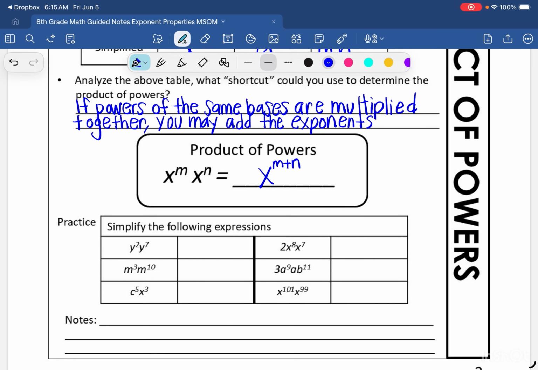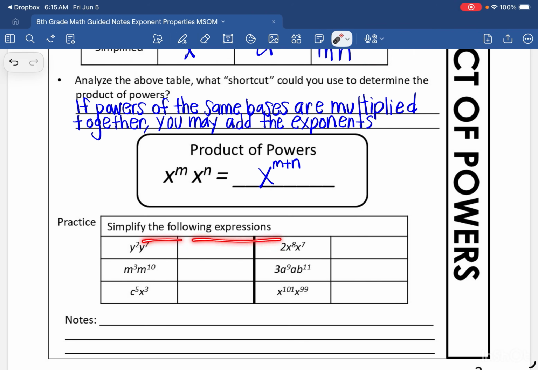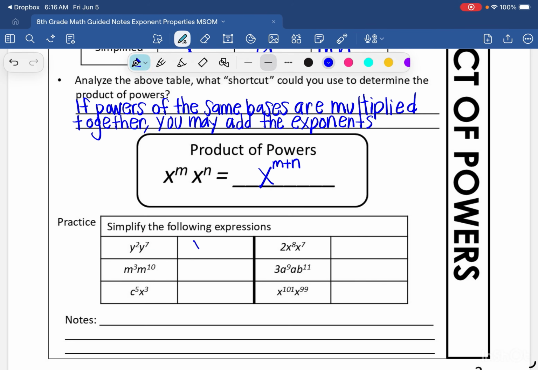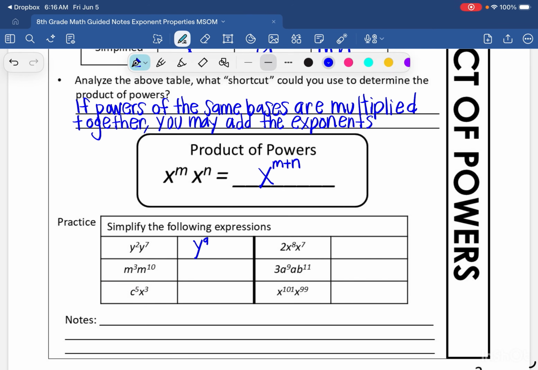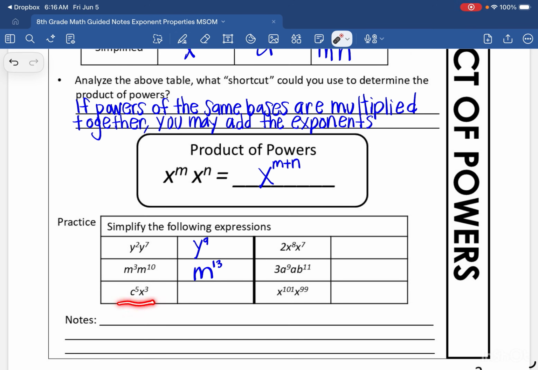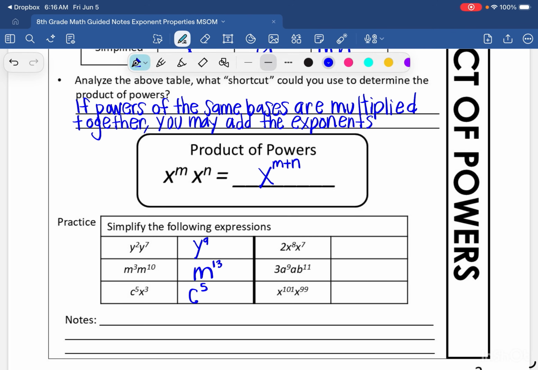Let's practice down here. It says simplify the following expressions. Y to the second times y to the seventh would be y to the 2 plus 7, which would be 9. M to the third times m to the 10th would be m to the 3 plus 10, which would be 13. C to the fifth times x cubed, those do not have the same bases, so there is nothing yet you can combine. It would be c to the fifth, x to the third.